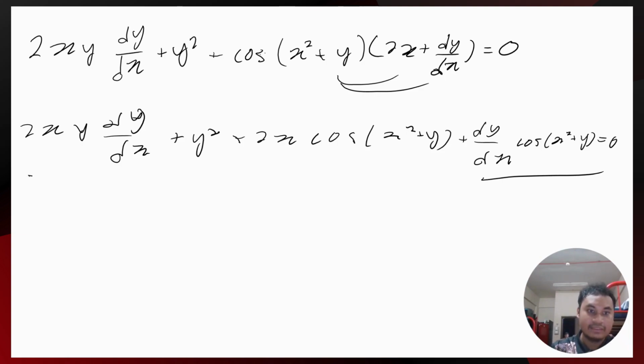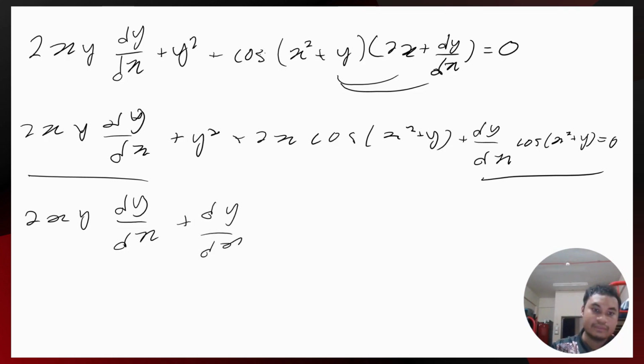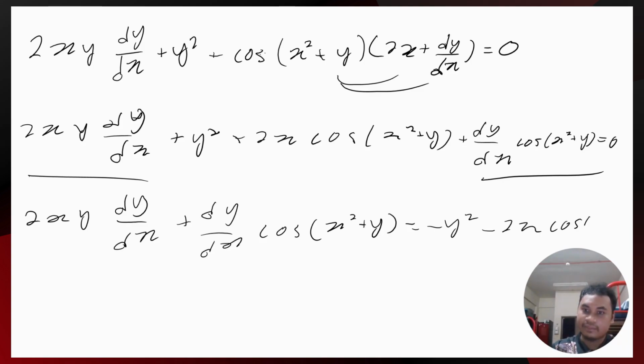And for the next step, we will gather the terms containing dy over dx on the left hand side, and the terms without them on the right hand side, which will give us 2xy dy over dx plus dy over dx cosine(x square plus y) equals, and the terms without it we will move to the right hand side, which will give us negative y square minus 2x cosine(x square plus y).